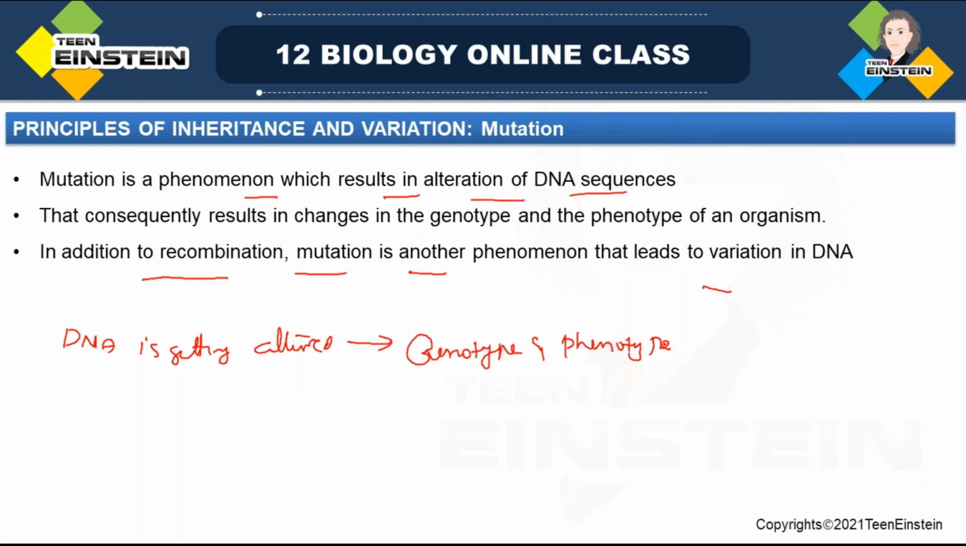The genotype and the phenotype, they show some kind of changes. So in addition to recombination, mutation is another phenomenon. Mutation or recombination means in any combination you can work. And mutation means there is a whole change in that particular sequence. That is called variation. All these are called variation in DNA.